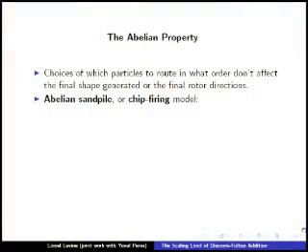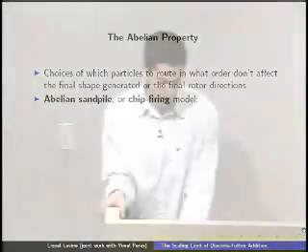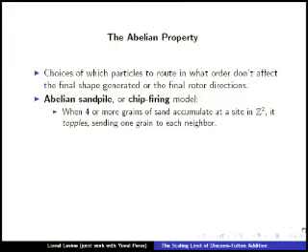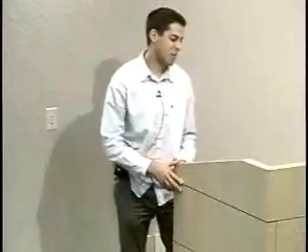It shares this property with something called the Abelian Sandpile model, also called chip firing. The way this works is, instead of particles, you can think of grains of sand occupying points of the lattice. If you're in Z2, if a site accumulates 4 or more grains of sand, it'll topple. Toppling just means it sends 1 grain to each of its 4 neighbors.